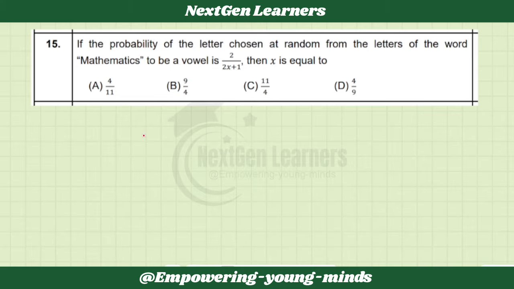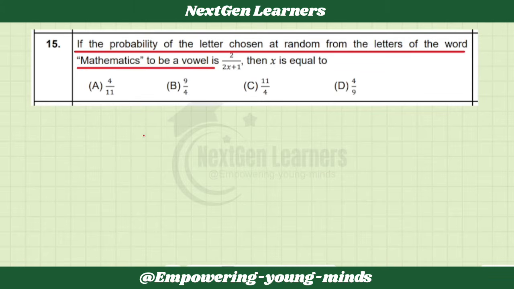If the probability of a letter chosen at random from the letters of the word mathematics to be a vowel is 2 upon 2x plus 1, then you need to find the value of x.